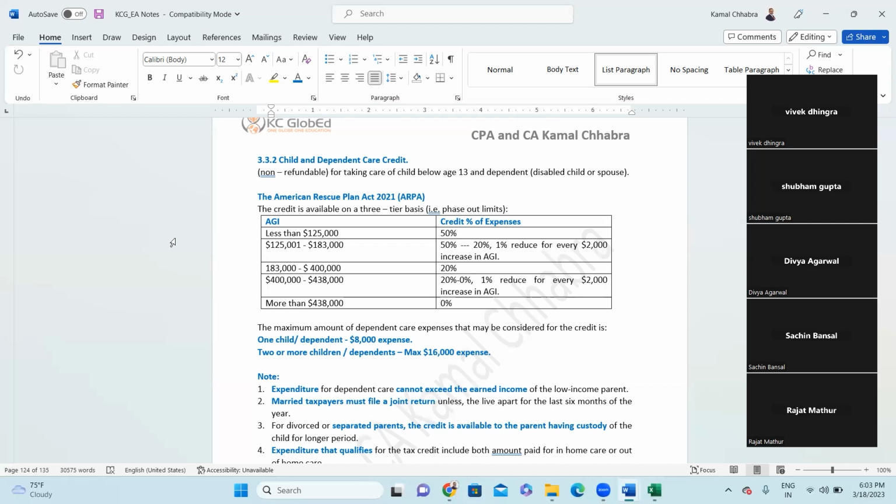Okay. So the maximum amount of the dependent care expense that may be considered for the credit is, if you have one child or one dependent, then $8,000. If you have two or more children or dependents, then maximum $16,000. So you cannot consider more than $8,000 or more than $16,000 regardless of the number of children. You cannot say 8,000 per child. What is the maximum limit? 16,000. So for example, if you have 5 children, what will be the limit? 16,000, right, everyone? Yes, sir.